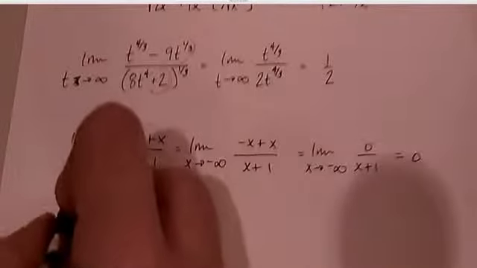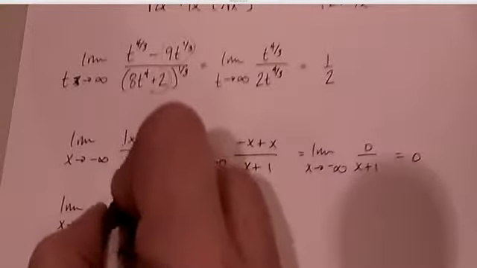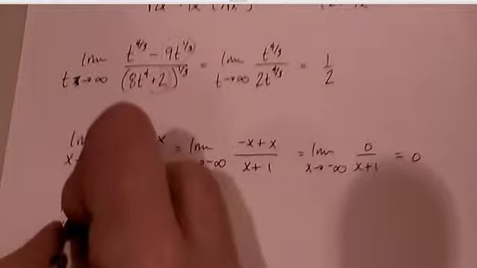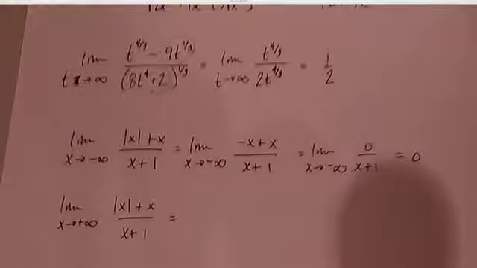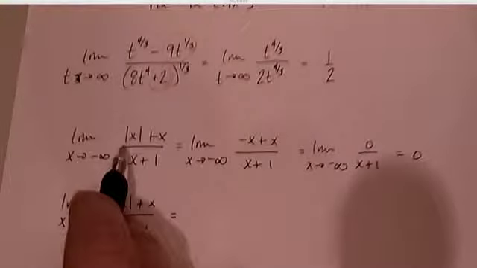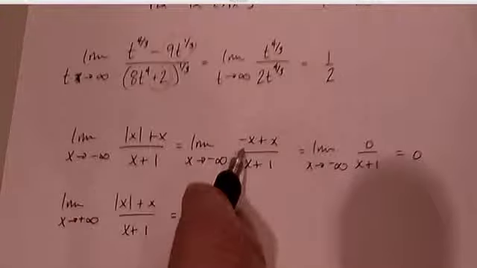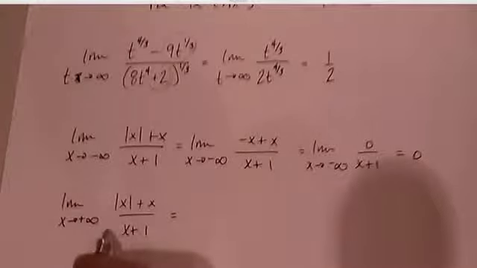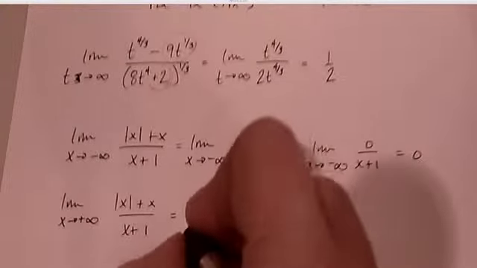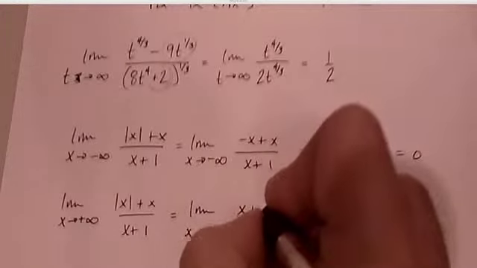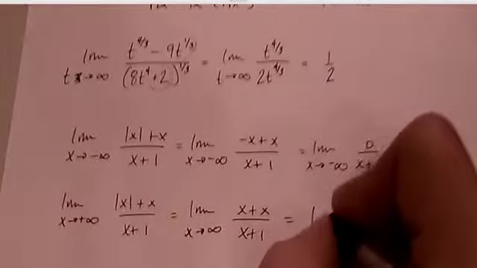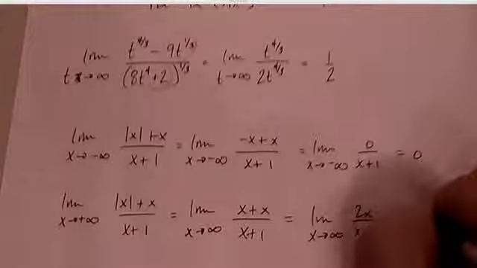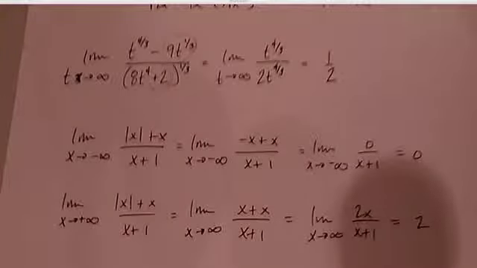Okay, well, let's ask a quick question. What if absolute value of x plus x over x plus 1 was evaluated as x goes to positive infinity? Remember, if it's negative, the functional work it's doing is multiplying by a negative, so absolute value of x becomes negative x. But if we're going with positive numbers, it doesn't do anything. So all you have to do is take those absolute value bars away. It winds up being x plus x, or 2x over x plus 1, and that limit is 2.